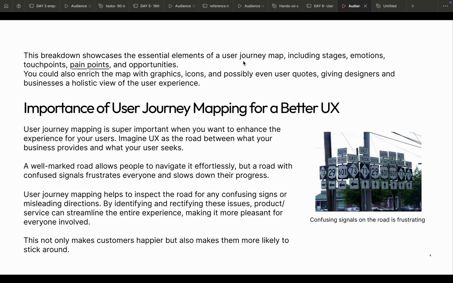So the user journey map is going to be significant because we need to improve the experience of the users. For example, just imagine UX is going to be the road between what our business provides and what the user is looking for.